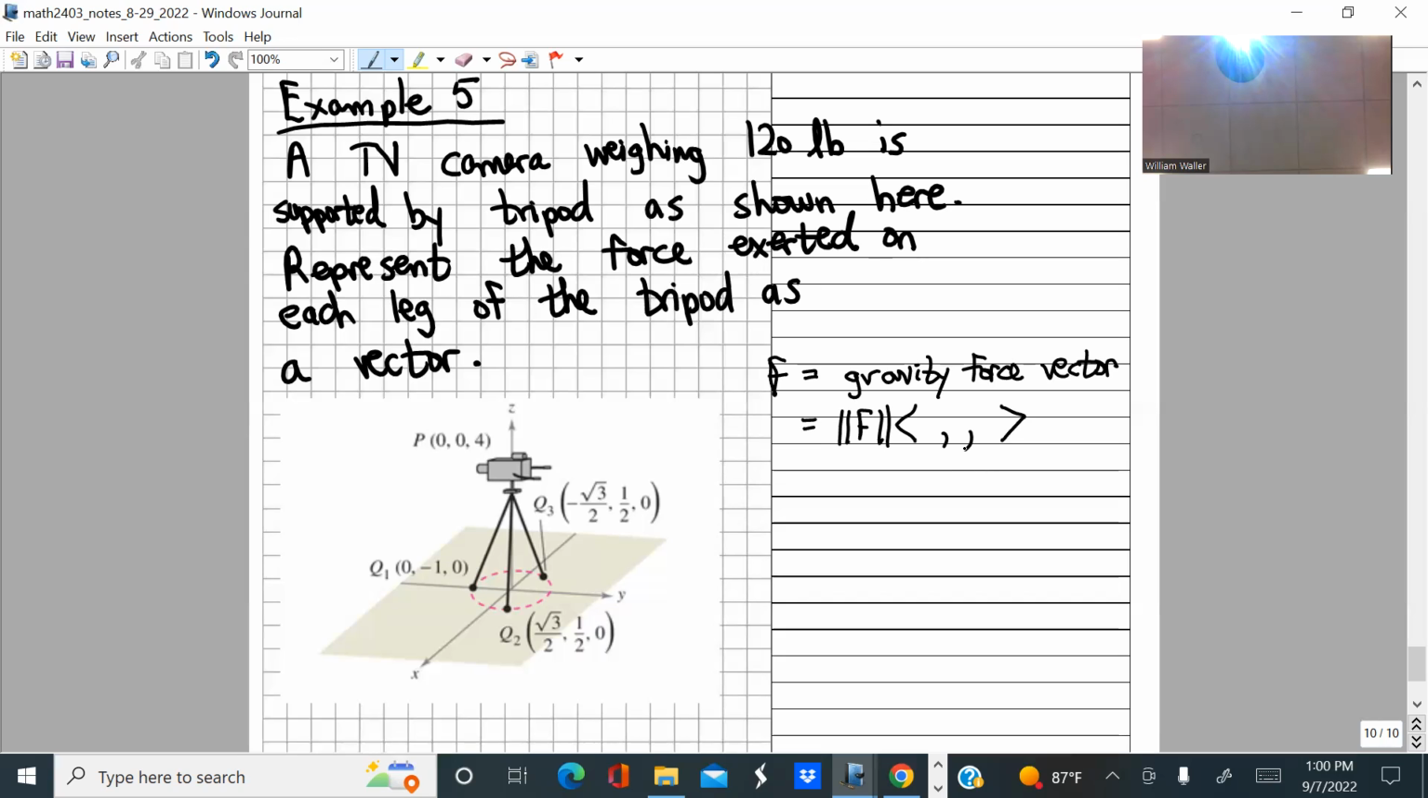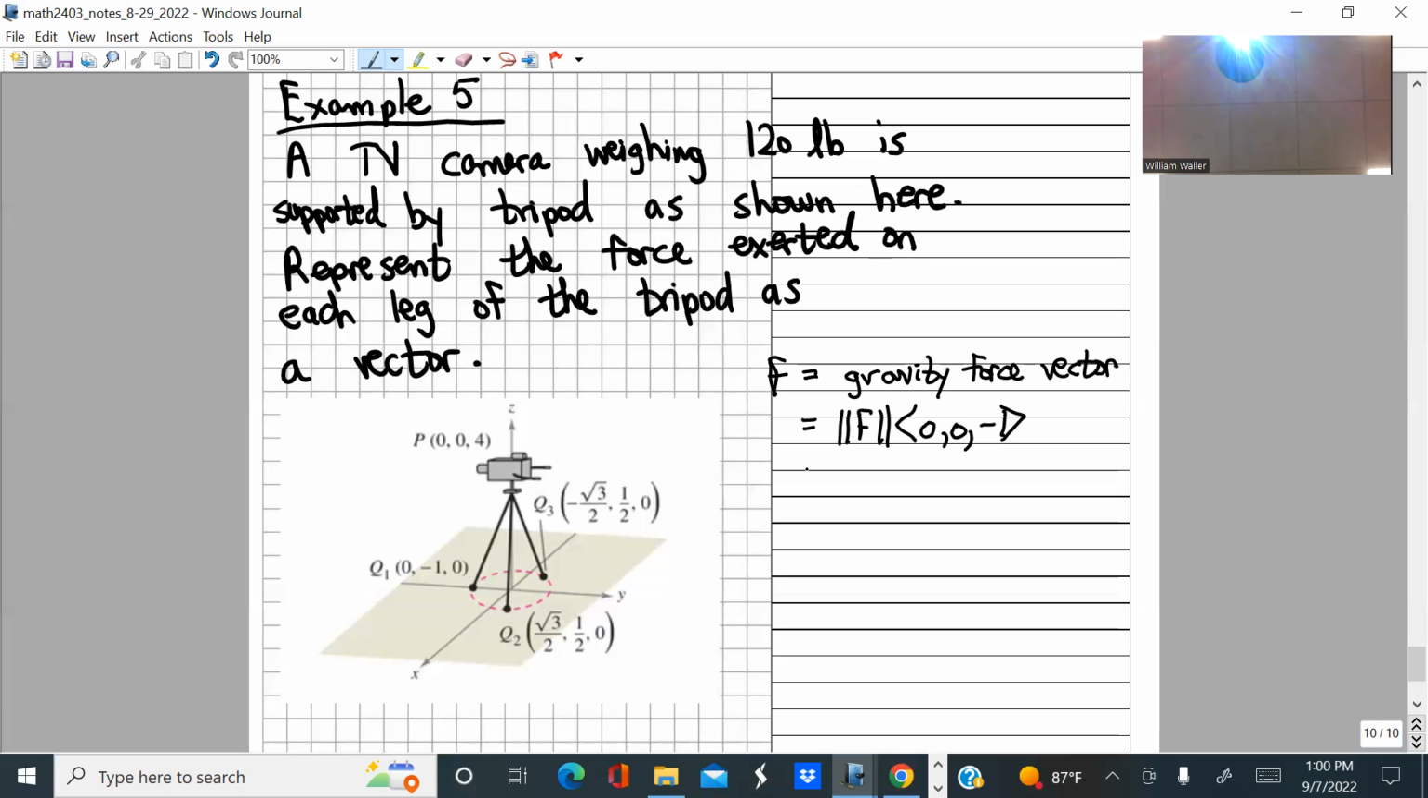What's the unit vector in three-dimensional space that's pointing straight down? Its x component would be what? 0. Its y component would be what? 0. But its z component would be what? -1, right? Because you're going down.